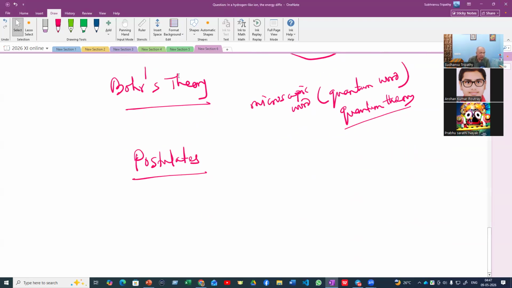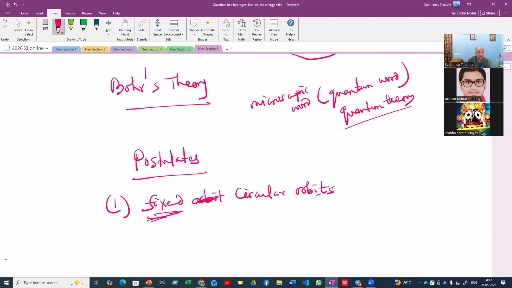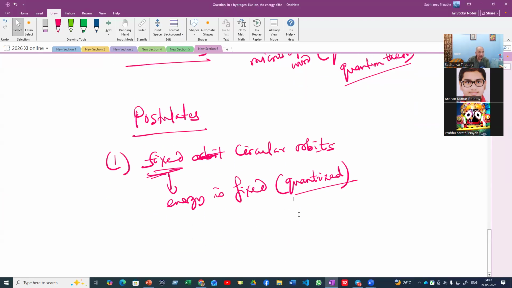About the atom, he postulated number one, fixed circular orbits. Fixed, this word is very, very important. Circular is important. Energy is fixed. So that fixed nature is called quantized. The English that is used for anything which is fixed is called quantized. The energy levels are quantized. You cannot have an infinite number of energy levels. No.